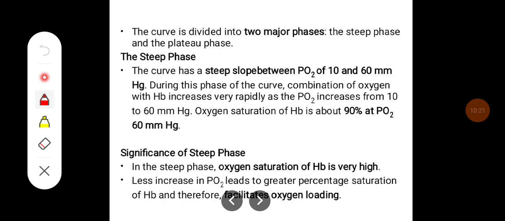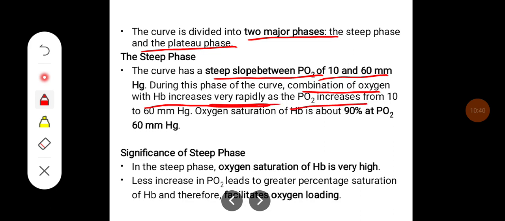This curve is divided into two major phases, the steep phase and the plateau phase. The steep phase: the curve is steep between a PO2 of 10 to 60 mm of Hg. During this phase, the combination of oxygen with hemoglobin increases very rapidly as the PO2 increases from 10 to 60 mm of Hg. The oxygen saturation of hemoglobin is about 90% at a PO2 of 60 mm of Hg.